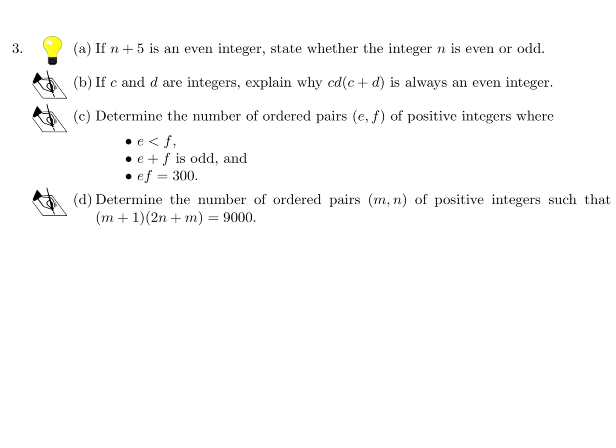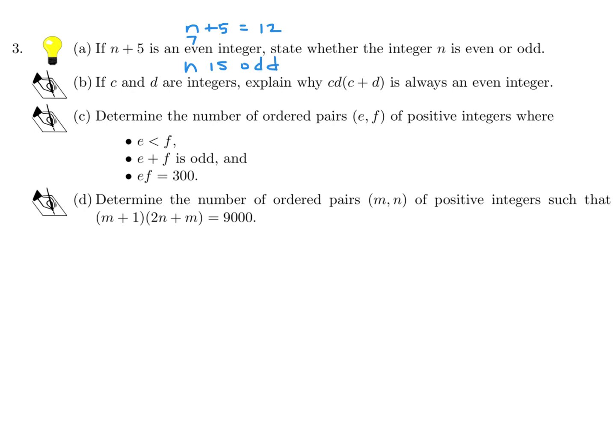If n plus 5 is an even integer, state whether the integer n is even or odd. All right. So if n plus 5 is even, well, let's see here. If n plus 5 is even, so let's say, I don't know, 12, that's an even number. That would mean that n was a 7. So that means n is odd.